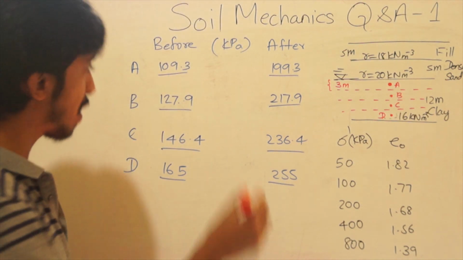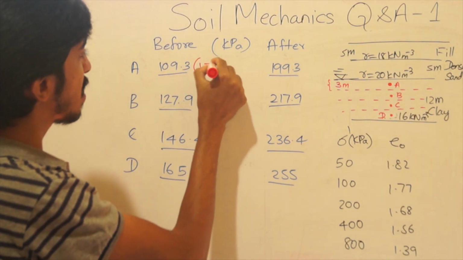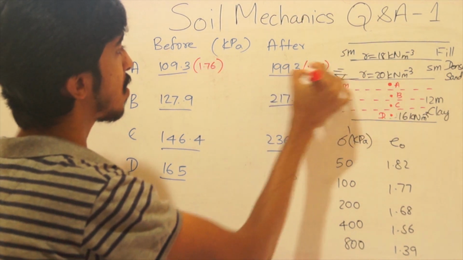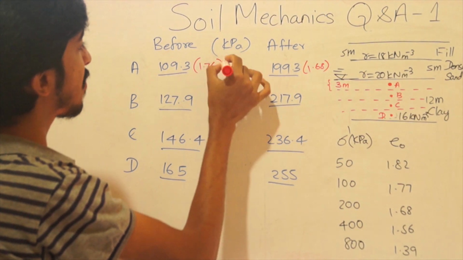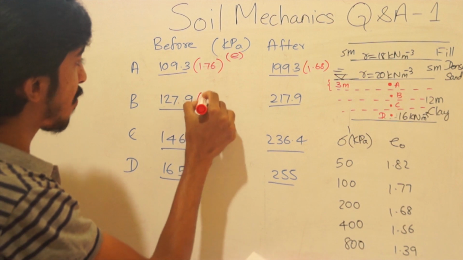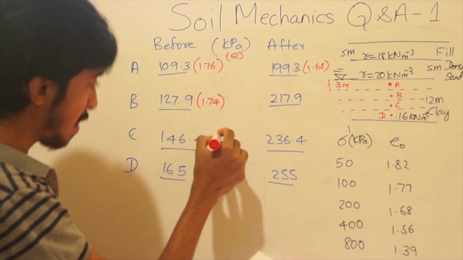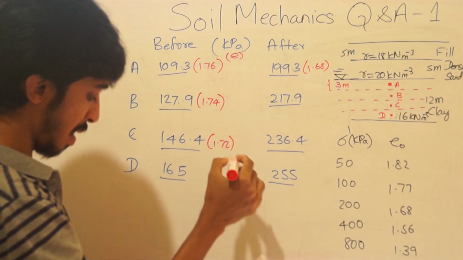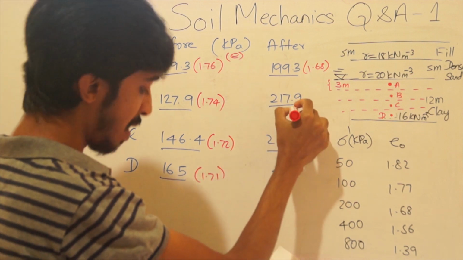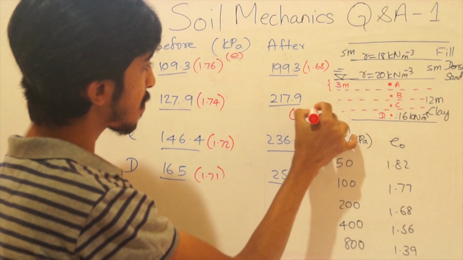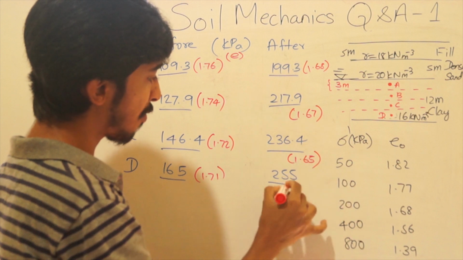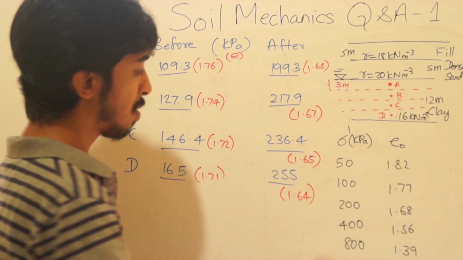The void ratio before loading is 1.76. After loading, it's 1.68. In red pen, I have written the void ratios. For B, it's 1.74. For C, it's 1.72. And for D, it's 1.71. Similarly here, for B, it's 1.67. For C, it's 1.65. And for D, it's 1.64.